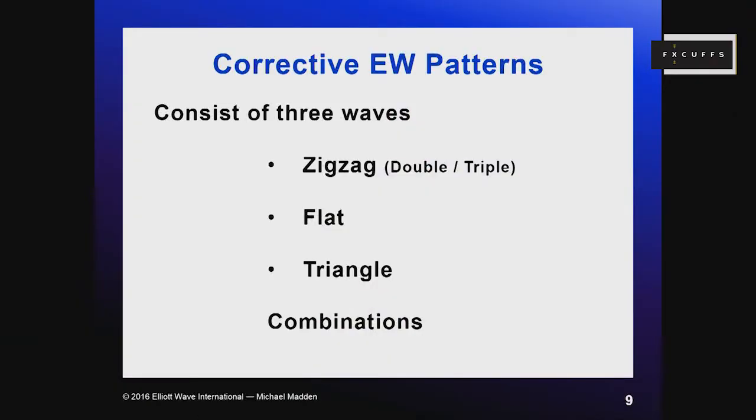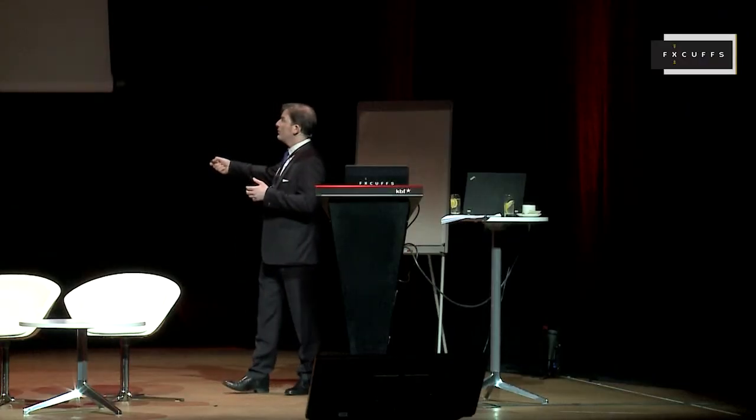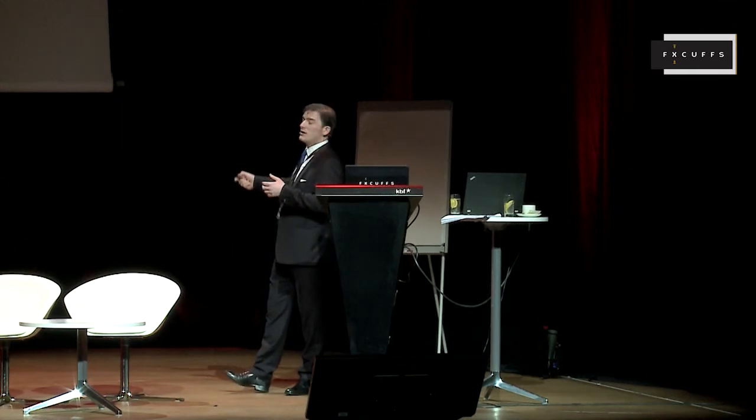So if we have 5 motive waves, we then have 3 corrective waves of the 3 core patterns, and they are the zigzag, the flat, and the triangle. Sometimes these patterns do not retrace enough or do not offer enough of a correction for the 5 waves they are correcting, so they will often link in or create a larger pattern, but they use the 3 core patterns to do this.